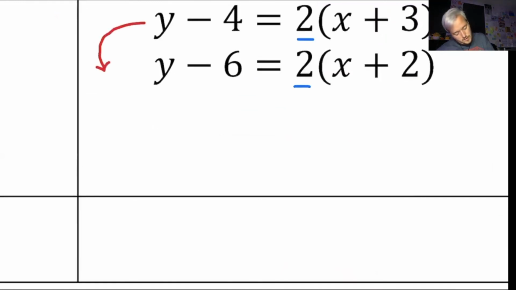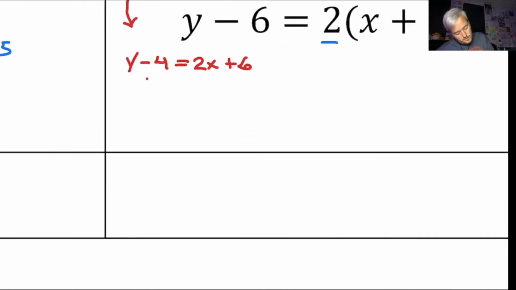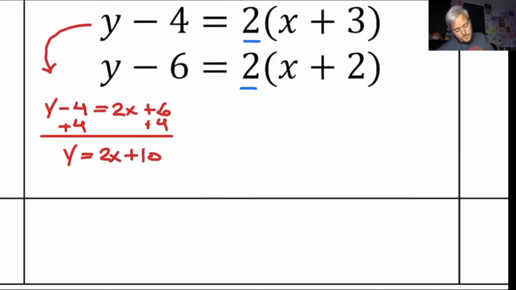So I'm going to do this one over here on the side. So y minus 4, I'm going to go ahead and distribute the 2. So 2x plus 6. So add 4, add 4. So y equals 2x plus 10. So that's the first equation.